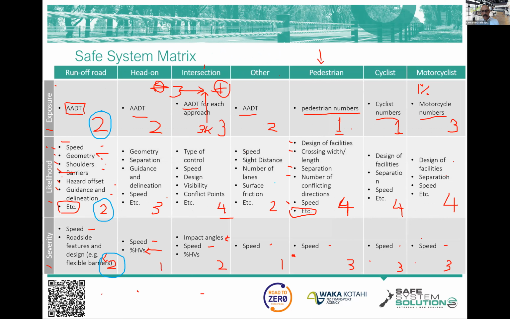Thanks, Loretta. Okay, so we've filled this out. We've put lots of information in there. We're happy with it. And then what we do is we take each number and we multiply down. We multiply down. So we take 2 and we multiply it by 2 to get 4, by 2 to get 8, and we get a runoff road score of 8. Then we go to head on and we say 2 there, 2 times 3, so we're at 6 times 1, and we get the 6.